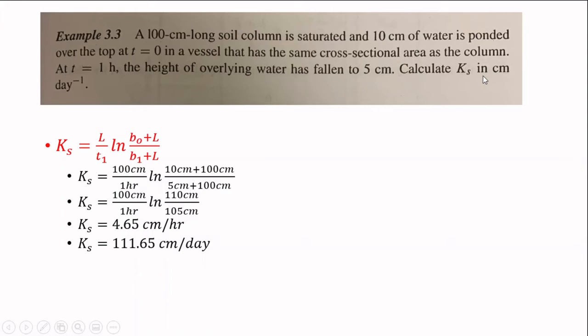So now we are asked to calculate the saturated hydraulic conductivity in centimeter per day. So we use the formula given to us in the previous slide, so we can place in the values. L is 100 centimeter, and the T is 1 hour. The B0 initially is 10 centimeter, so we put 10 centimeter, and then the B1 after 1 hour you get 5 centimeter, so you put 5 centimeter here.